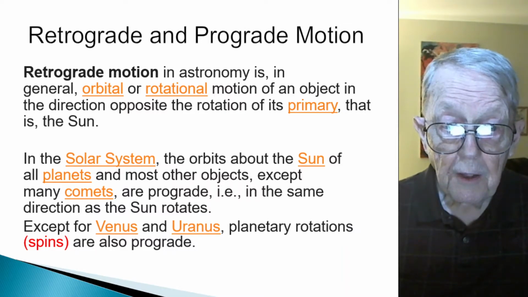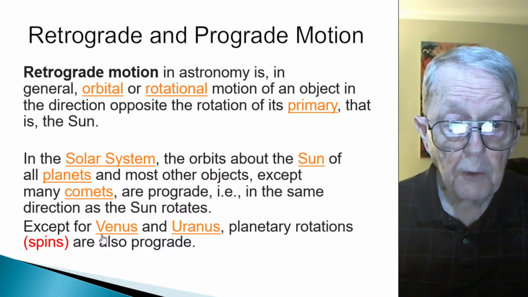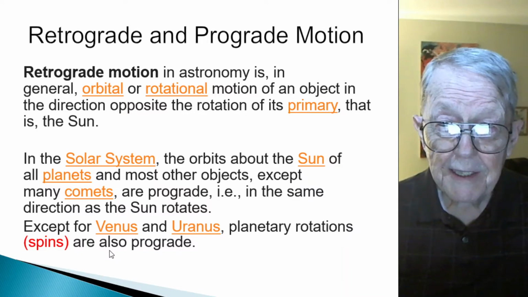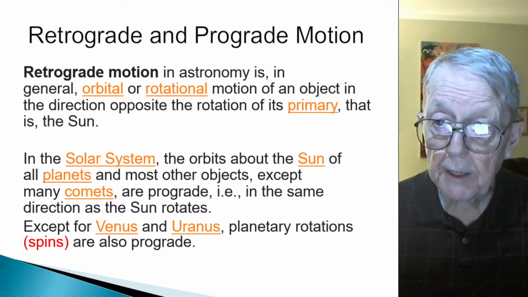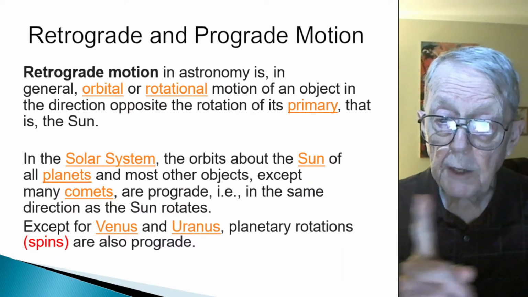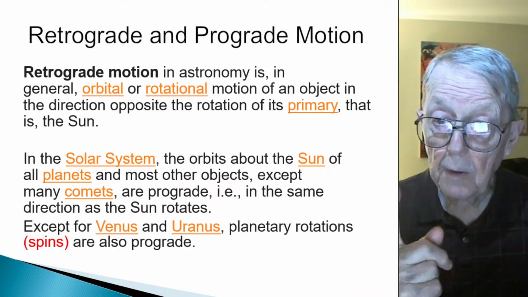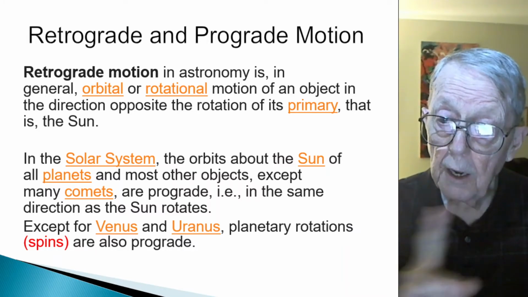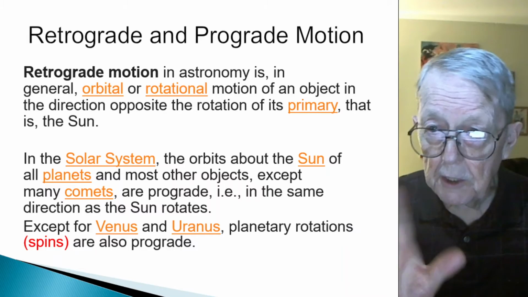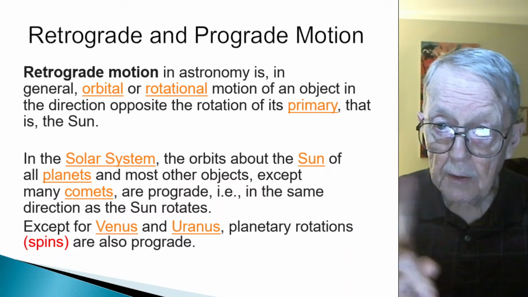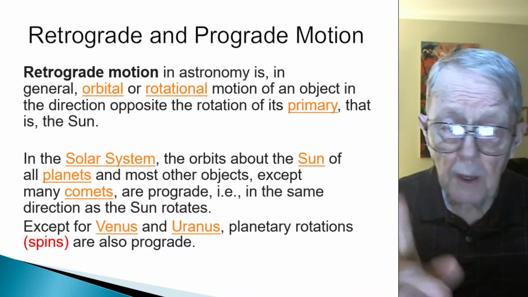Now, the second thing that's interesting is the North Pole, if you will. Except for Venus and Uranus, planetary rotations, spins, are also prograde. That is, as if the sun is spinning counterclockwise, so is the Earth spinning counterclockwise, which means the North Pole of the sun and the North Pole of the Earth are pointing in the same direction, not exactly, because there's tilts and so on. There's, what's the word, precession of the Earth.